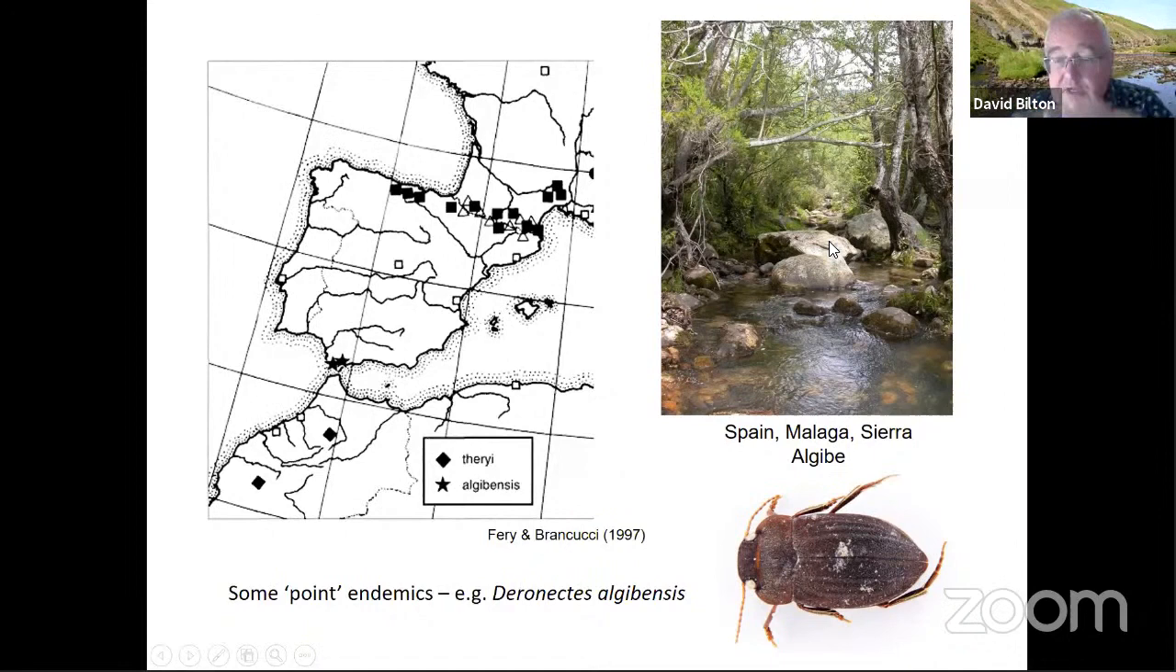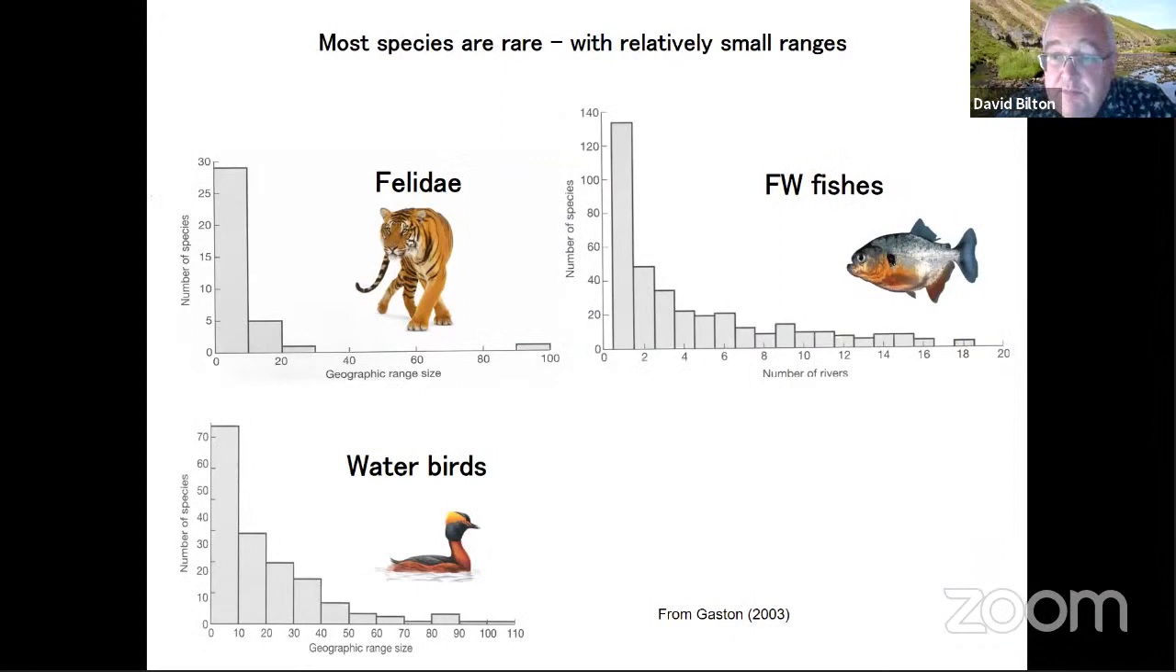So we see this huge range of variation in geographical range size, most species having relatively small ranges, and some, like latus, becoming really, really widespread. And as I said, this isn't something that's restricted to water beetles by any means. It's something which has been recognized very widely in the ecological literature for a long period of time.